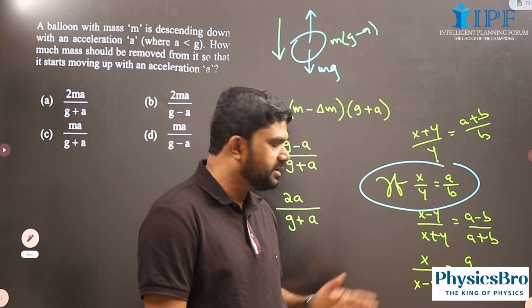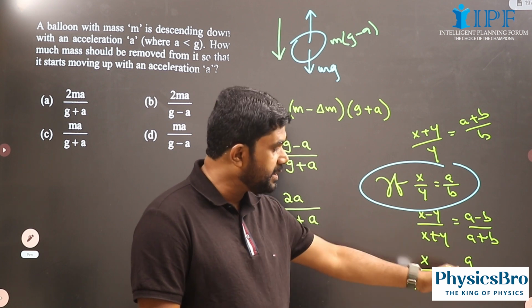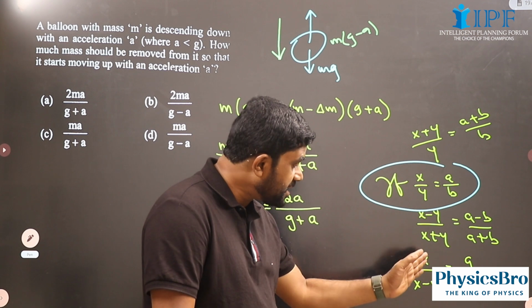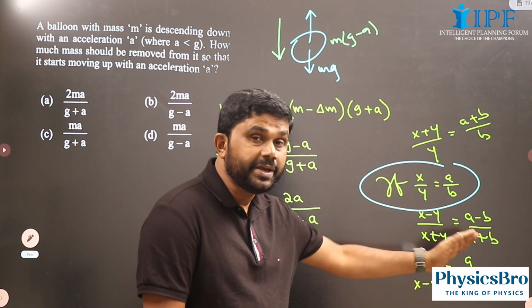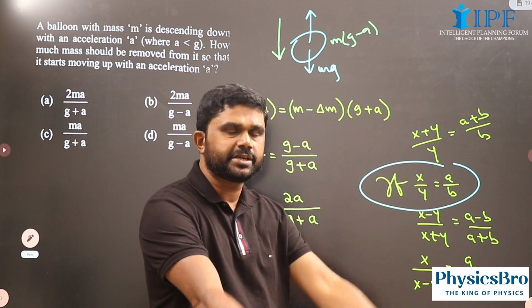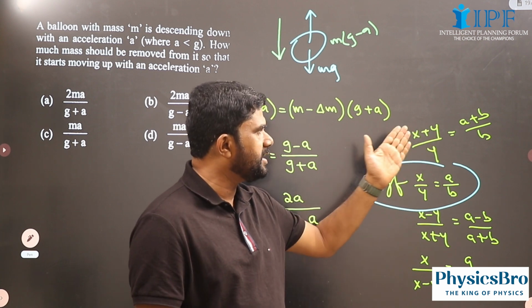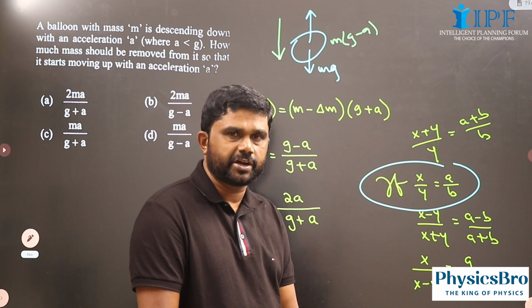You can also do this: x by x minus y equals a by a minus b, or y by x plus y will be b by a plus b. Whatever you do on the left side, the same thing should be done on the right side also. Here x plus y divided by y equals a plus b divided by b.